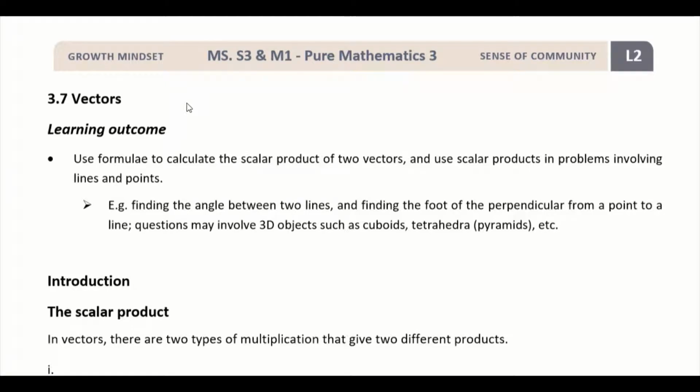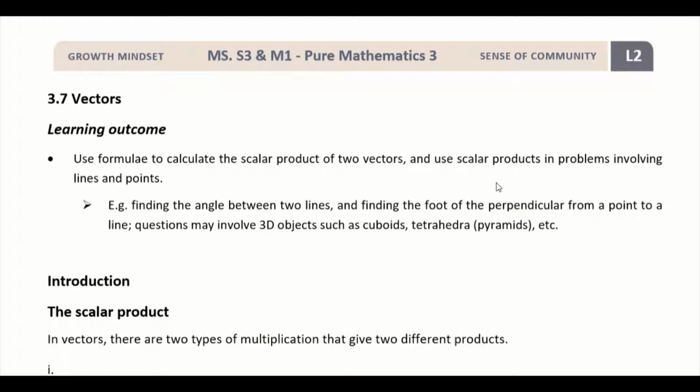Alright, hi everyone. Welcome to the second lesson for our topic 7, vectors, in Pure Maths 3. Let's start with the learning outcome. In today's session, we are going to learn how to use a formula to calculate the scalar product of two vectors, and to use the result to help us solve problems involving lines and points.